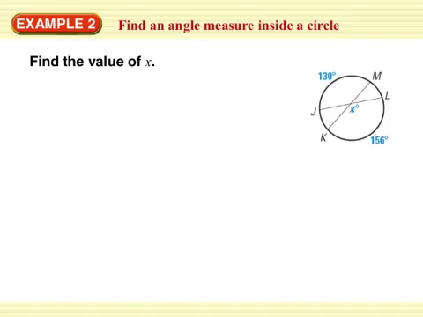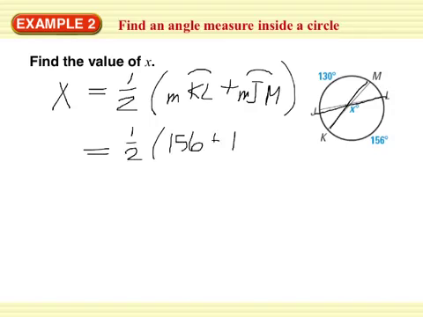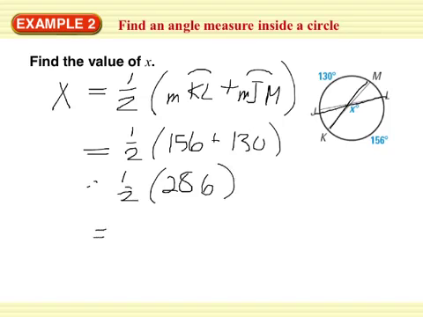All right, let's try one. Find the value of x. These are two chords that intersect inside the circle, and they form angles. So it's 1/2 the measure of arc KL plus the measure of arc JM. 156 plus 130. And there's x.